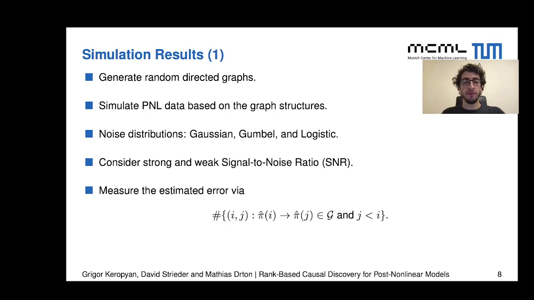Further, we analyzed the performance of our method with synthetic data. For that, we generated data according to PNL models for randomly selected causal graphs under some different noise distributions. Additionally, we considered strong and weak signal-to-noise ratio settings. As a measure of error for an estimated causal ordering, we report the number of wrongly oriented edges in the complete graph corresponding to the estimated causal ordering. This is the number of edges in the true causal graph that contradict the estimated causal order.